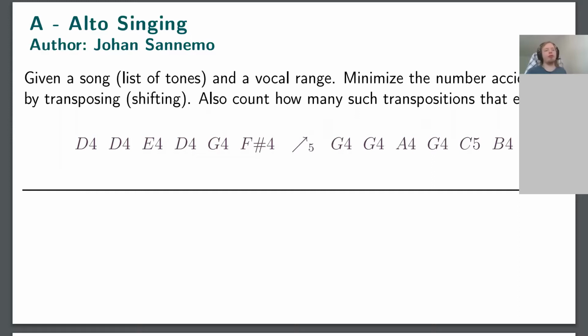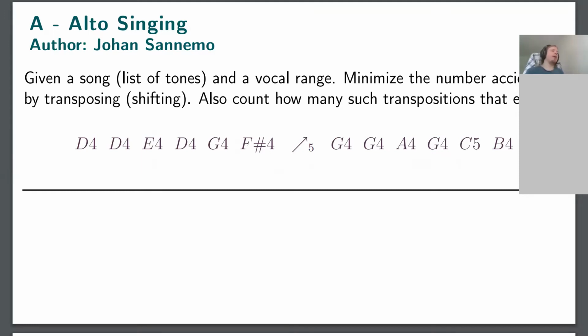Just as an example, to the left here you can see a song: D4, D4, E4. These are the tones, and the 4 here is the octave. Then we have this sharp here, which is an accidental, and it denotes a tone higher than F but lower than G, basically. Our goal is to transpose the song in order to remove this. In this example, if you transpose it up by 5 steps, you get something that does not have any accidentals at all.